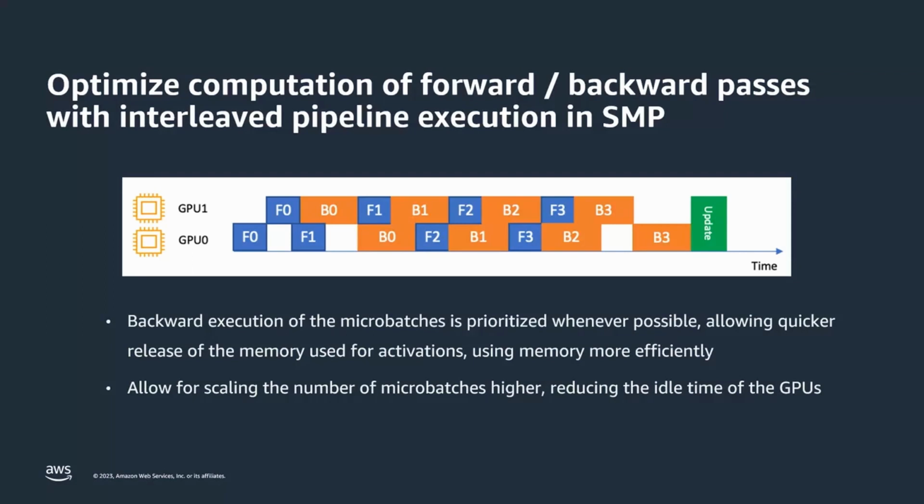GPU 0 always prioritizes the backward passes whenever possible. For instance, it will execute B0 before F2, because after GPU 0 finishes the F1 job, it wants to finish the backward pass for micro batch 0 first. In that sense, it can clear the memory used for the activation earlier, releasing the memory and shortening the idle time.